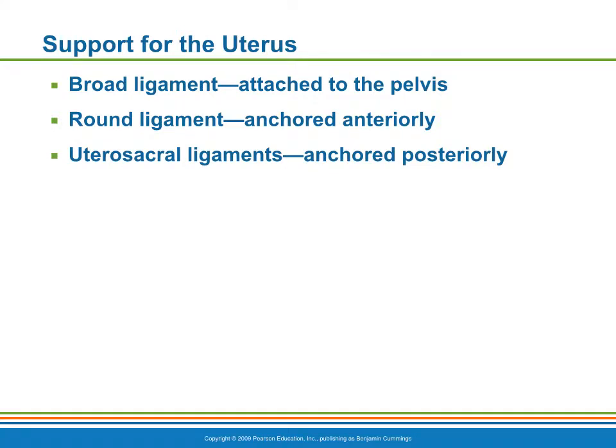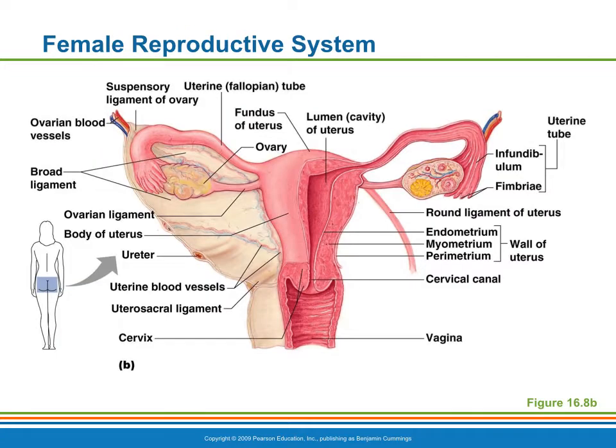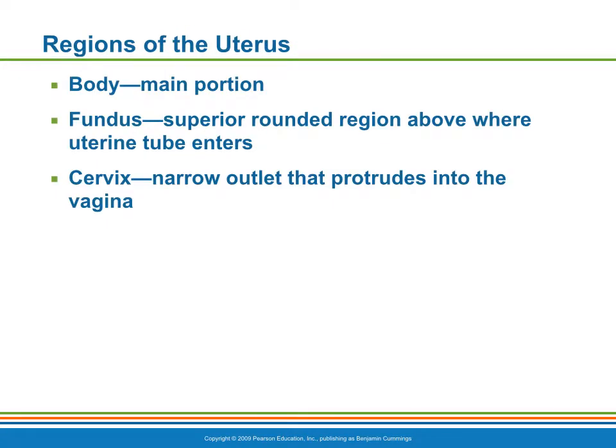Again, there are a bunch of ligaments here. There's no need for you to know these ligaments, but know that there is a set of ligaments that are holding the ovaries up and a set of ligaments that are holding and supporting the uterus up. There are some main portions here of the uterus. You have the body, you have the fundus, and you have the cervix. The cervix is that area where the baby will be expelled.